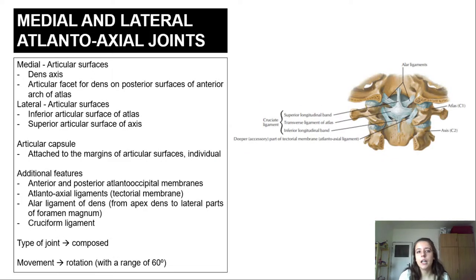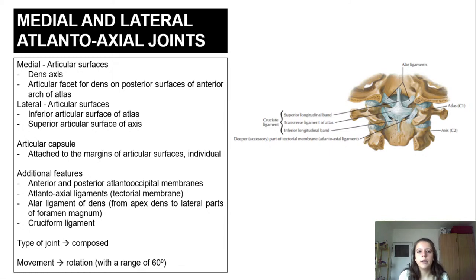The medial and lateral atlanto-axial joints. Why are there two joints in here? So we have the same one as in the rest of the vertebrae, and we have the special one, which is the medial one, that is done with the dens axis. So for the medial one, the articular surfaces are the dens of the axis and the articular facet or fovea for dens on the posterior surface of the anterior arch of the atlas, the one that I talked about a couple of times.